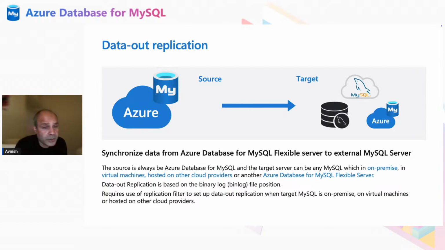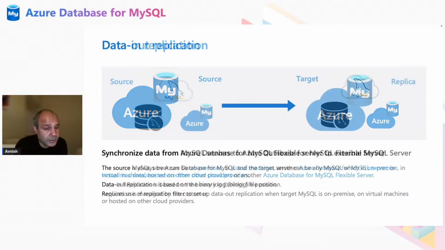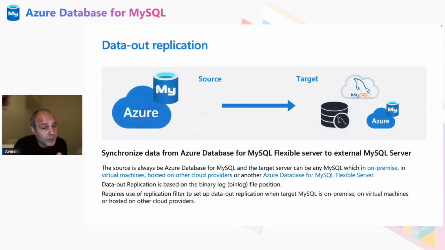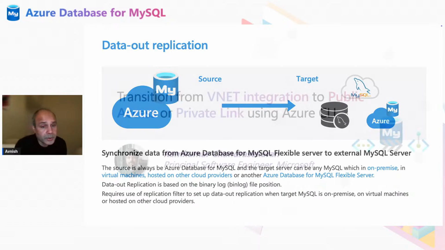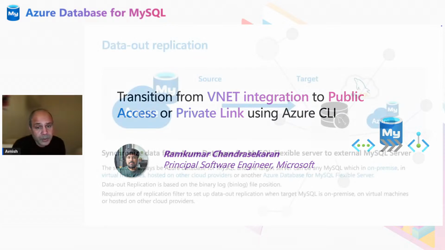Data-out is just another way to say that replication. Data-out, typically we use this terminology when you are trying to configure replication from Azure to on-premise.